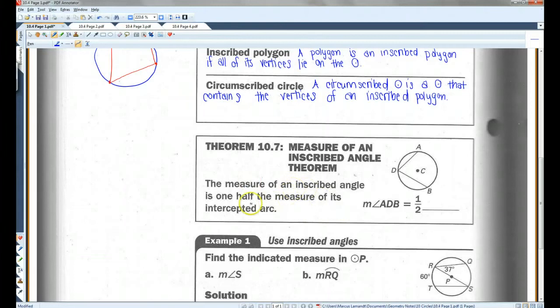The measure of an inscribed angle is 1/2 the measure of its intercepted arc. So, in this case, the measure of angle ADB is 1/2 the measure of arc AB. Please don't get this confused with central angles. Central angles, if the vertex is on the center, equal the same measure as the arc. But if the angle is inscribed, it's half.